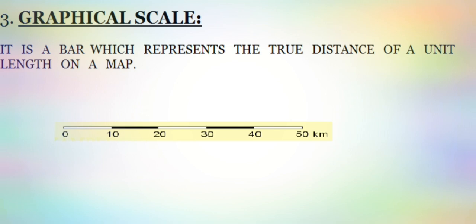It means each centimeter is representing 10 kilometer. It means if the distance between 2 points on the map is 1 centimeter, then the actual distance between the same point on the Earth's surface would be 10 kilometer. The same way, if the distance between 2 points on the map is 2 centimeter, it means the actual distance between the same point on the Earth's surface would be 20 kilometer.